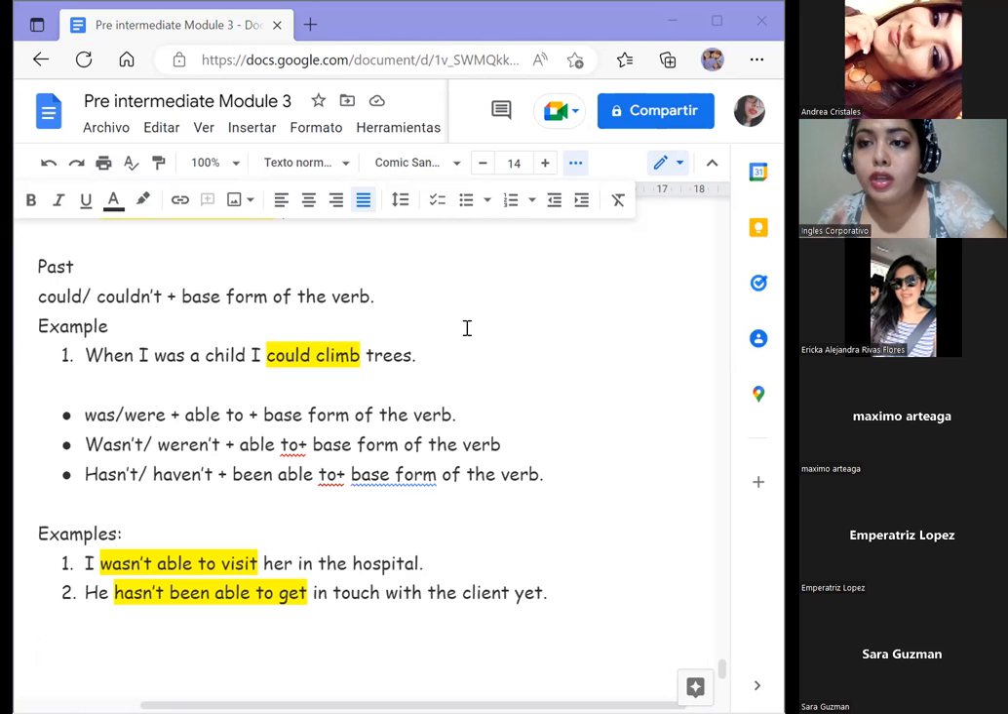Les voy a mandar hoy el enlace de lo que hemos estado viendo. Les voy a mandar el documento para que ustedes tengan acceso a la información. Por si tienen problemas con el internet, ahí ya tienen todo lo que hemos estado revisando. No se preocupen por eso.